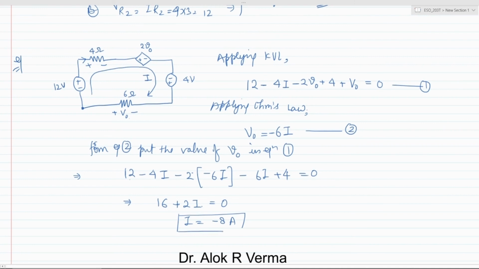So what do you mean by minus 8 ampere? You have solved this circuit and got a negative current. It means that the current is not flowing in this direction. The actual current is flowing in the opposite direction with a magnitude of 8 ampere. So the negative polarity means that the direction of the current, which we assumed earlier before starting the question, is not the correct direction and it is opposite to the assumed direction. This is what the negative signifies.